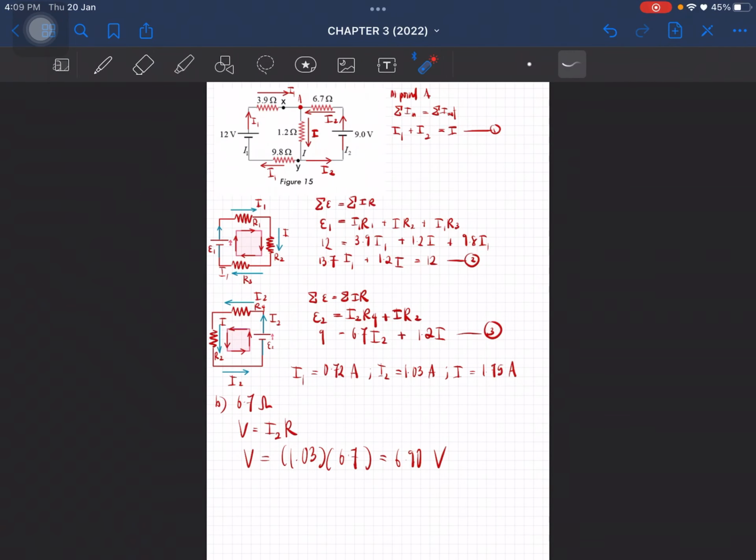This question is not difficult, except it's a tedious process. The process has many steps. So make sure you don't make any careless mistakes, because it will cost you your marks if there are careless mistakes, right? Okay, so that is the solution for example number 11.